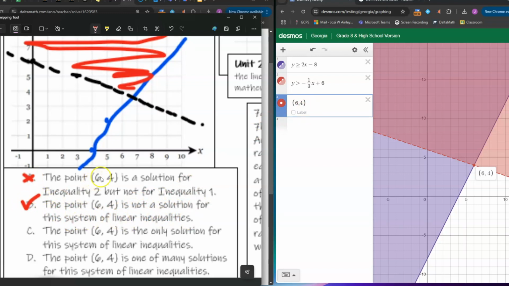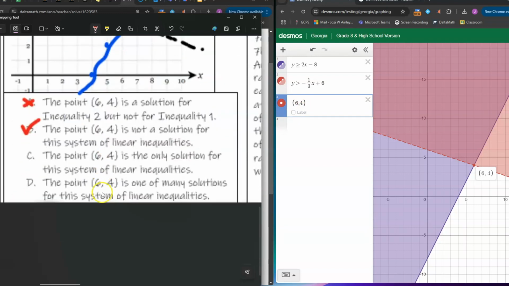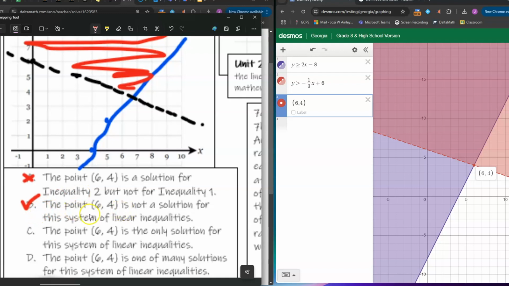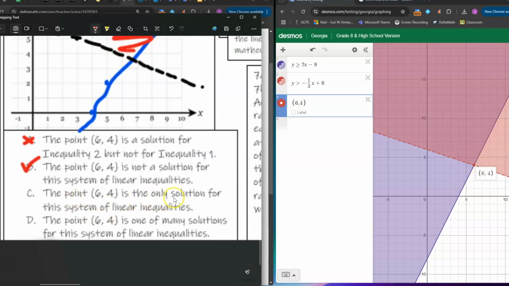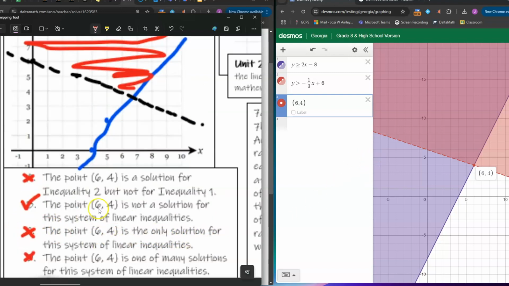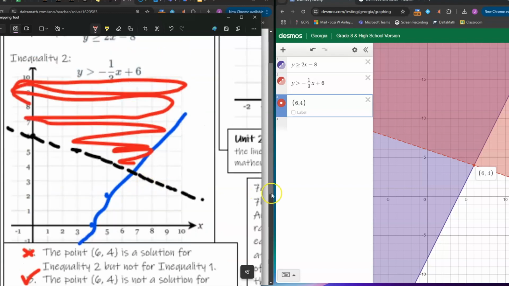Yes, and this might be select all, I don't know. So I'm just going to keep going. All right, so yes, it is. It's not a solution because of this dotted line. The point (6, 4) is the only solution for this system? No, it's not a solution at all. It is one of many solutions for this system? No, it's not a point at all. So the only answer it could be is B. All right, so very, very important. Again, remember for your solutions, the overlap, stay away from dotted lines.